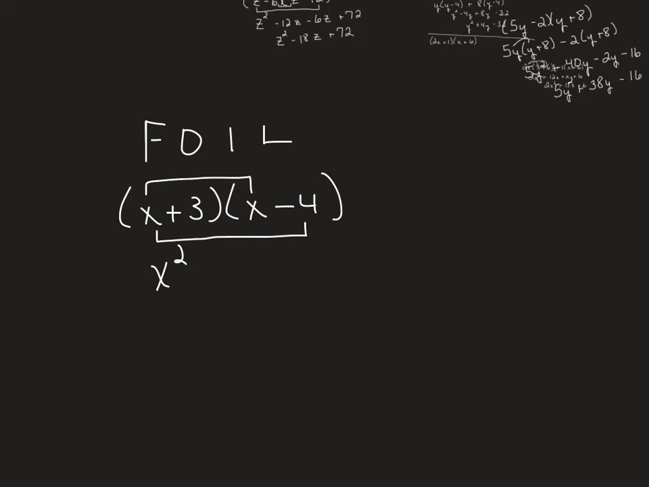X times negative 4 is a negative 4x. Then the two inside terms together, plus 3x. And then 3 times negative 4, the last two terms, negative 12. And we get x squared minus x minus 12. Actually, it's just a different way to use the distributive property so that you don't have to rewrite that problem. You can just go straight to your multiplication without rewriting. Let's look at another.